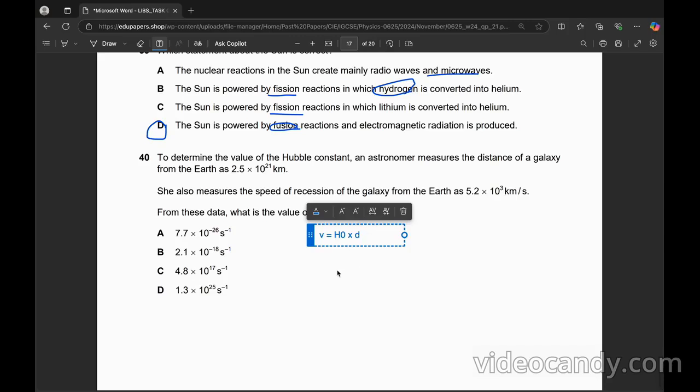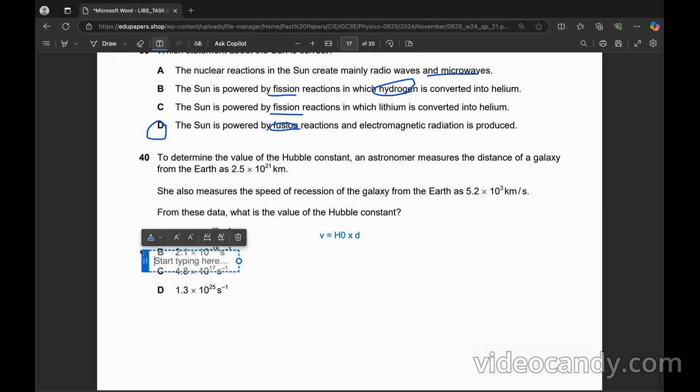If we use a calculator, velocity 5.2 × 10^3 divided by 2.5 × 10^21 gives 2.08 × 10^-18, and in two significant figures you get 2.1. So B would be the correct answer.